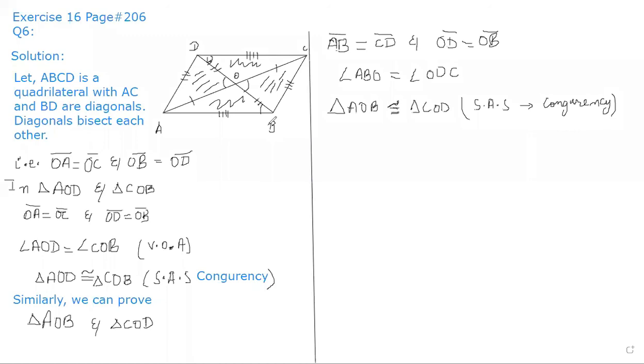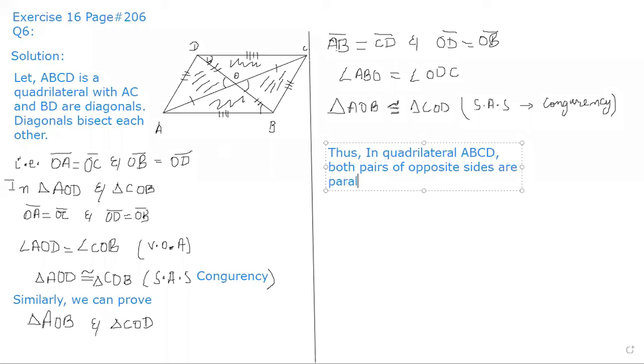After satisfying all of these five properties, we will conclude. So thus in quadrilateral ABCD, both pairs of opposite sides are parallel, so that the quadrilateral ABCD is a parallelogram. Okay, so you can write it in the last.